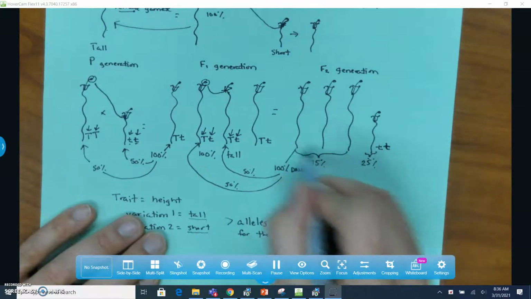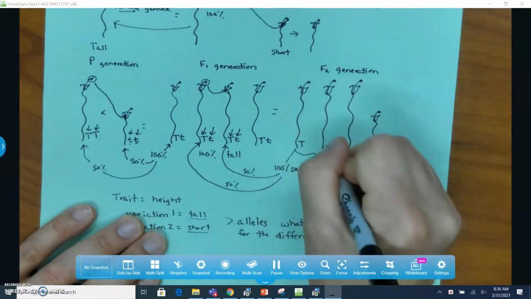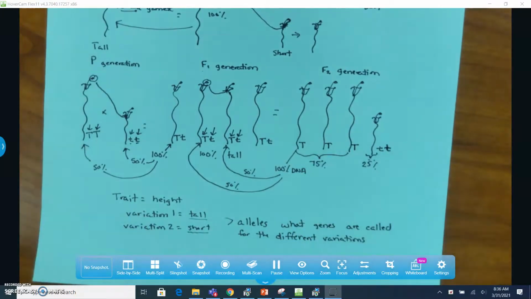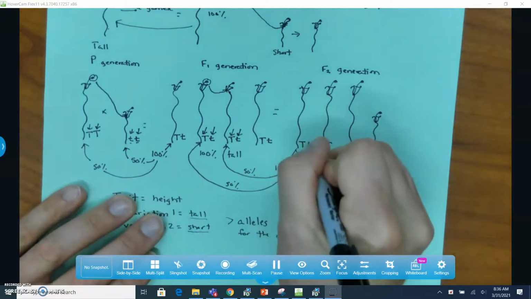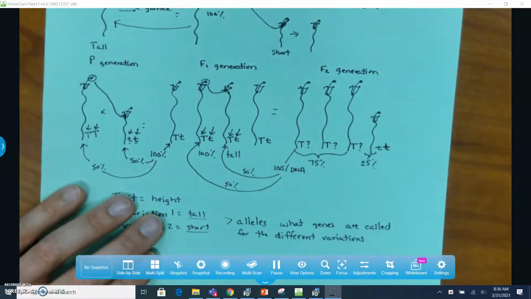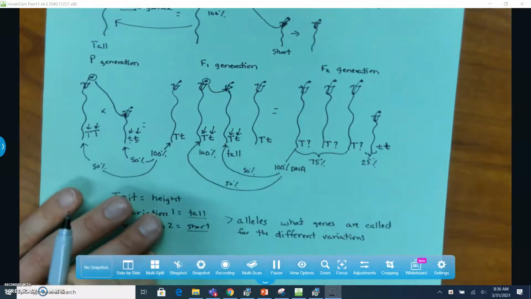These plants, the 75% that were tall, we know that they had at least one uppercase T, otherwise they would have been short. What we don't know exactly is what the second allele was. It could have been a tall one, it could have been a short one.